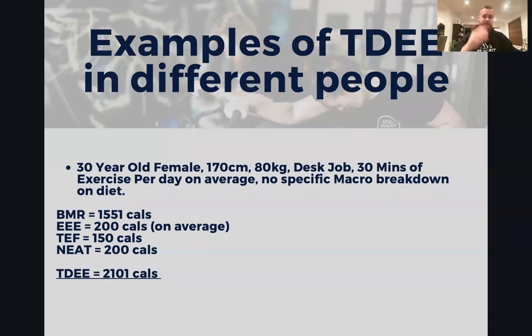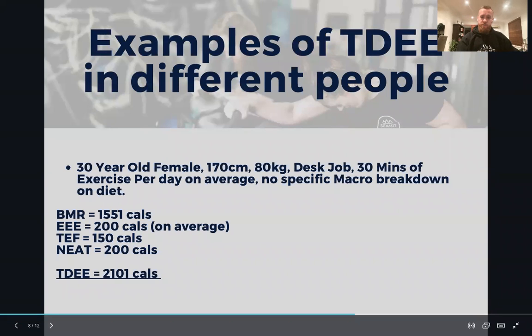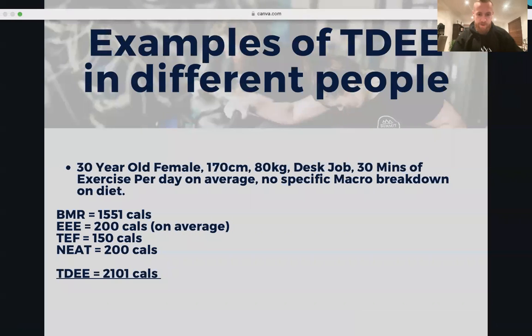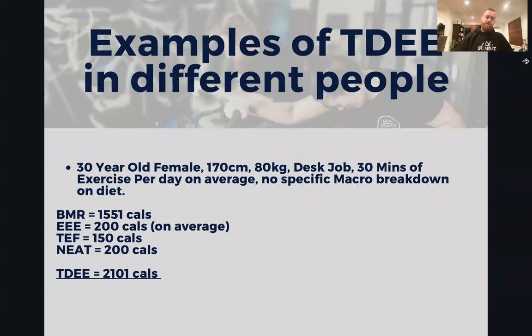Okay, so let's have a look at some examples of your total daily energy expenditure in different people. Let's take the first example. We've got a 30-year-old female, 170 centimeters tall, weighs 80 kilos. I've just made this up, by the way. This is just to give you a bit of an idea. She has a desk job, 30 minutes of exercise per day on average, and there's no specific macro breakdown on her diet.